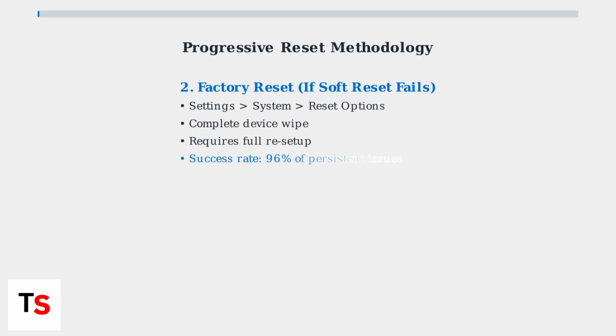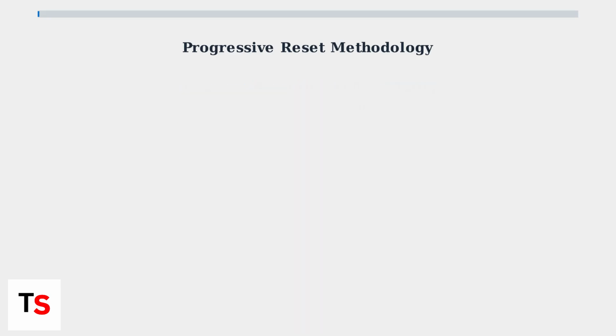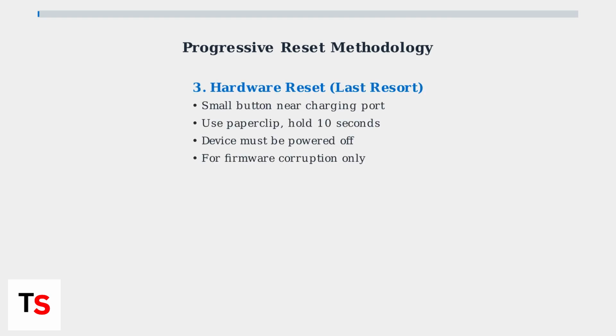Step 2. Factory reset. Navigate to Settings, System, Reset Options, and select Reset PlayStation Portal. This completely wipes the device and requires full resetup, including PS5 pairing. Step 3. Hardware reset. This is the last resort for firmware corruption. Use a paperclip to press the small reset button near the charging port while the device is powered off.